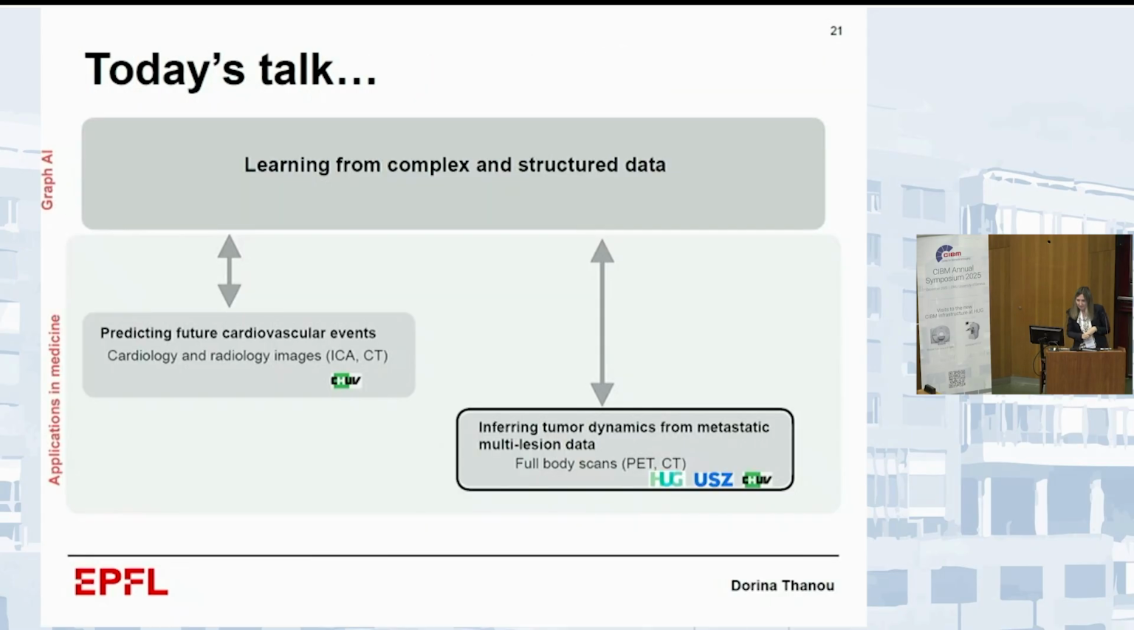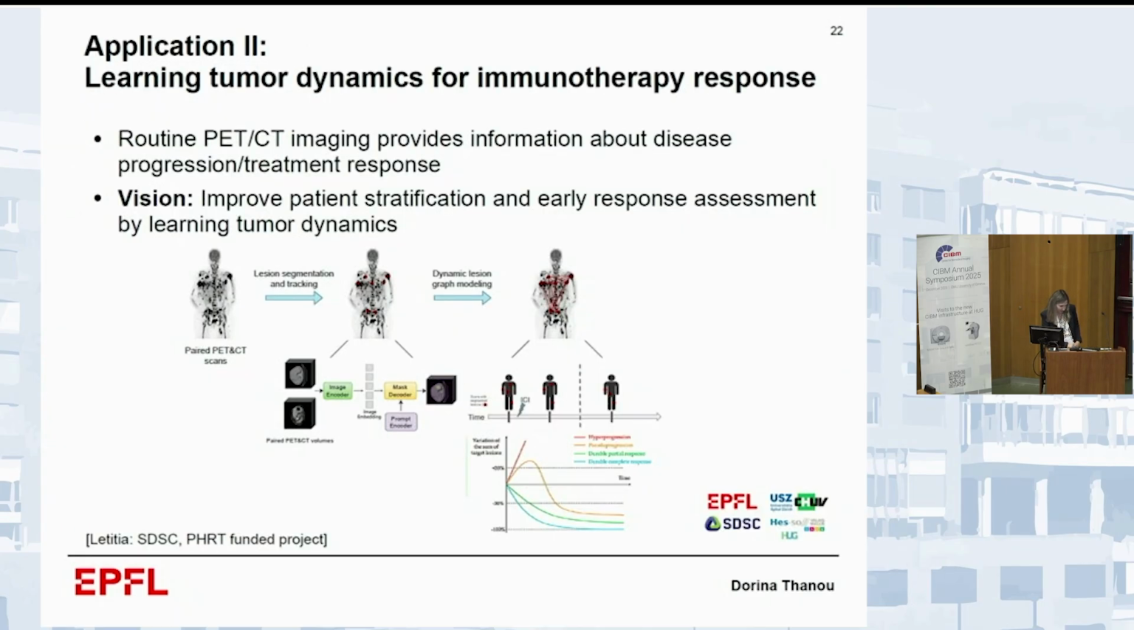So in the next very few minutes, I will just present a second use case. I will go quickly through that, it is more on the cancer side. Basically, there we are working with PET-CT images. And the idea is to improve patient stratification and predict if a patient is going to respond to a therapy or not by learning the tumor dynamics. So the overall idea is that we have a set of PET-CT scans from patients that have been treated with immunotherapy and would like to model how these lesions evolve over time, appear, disappear, split, etc., using AI.